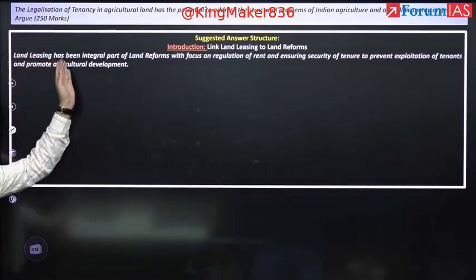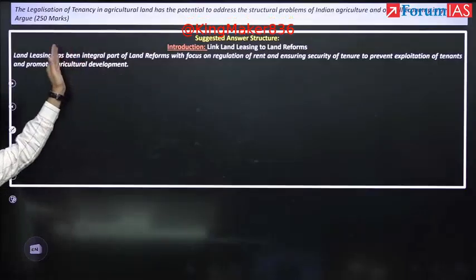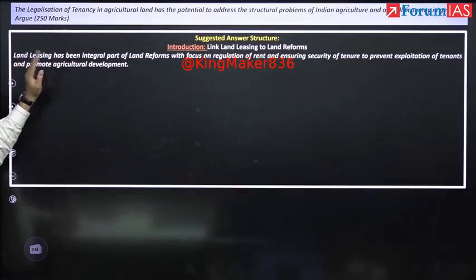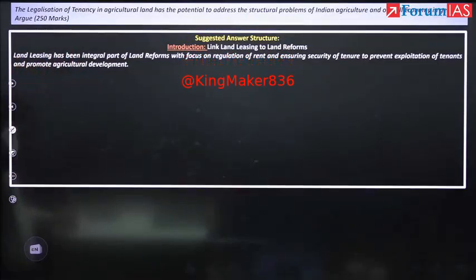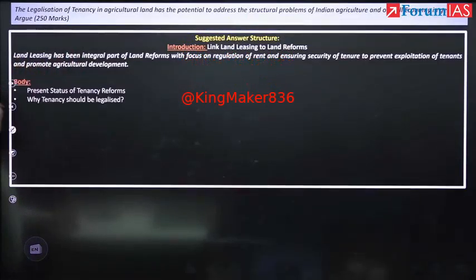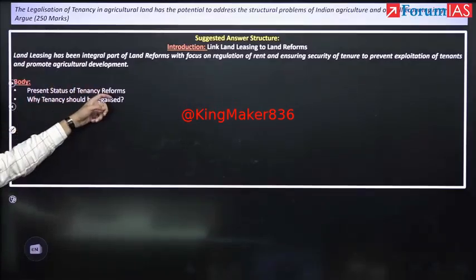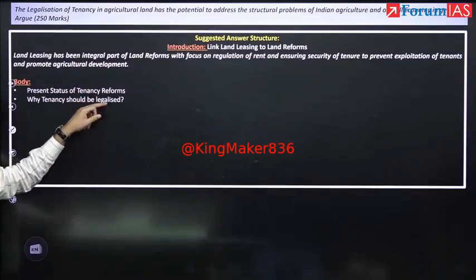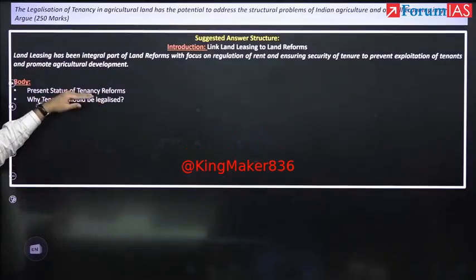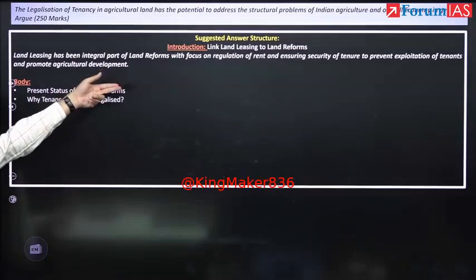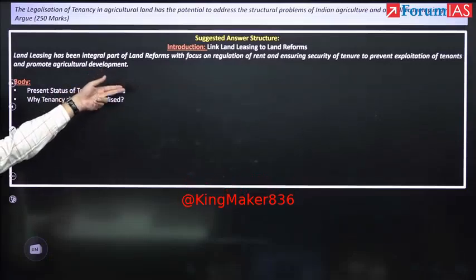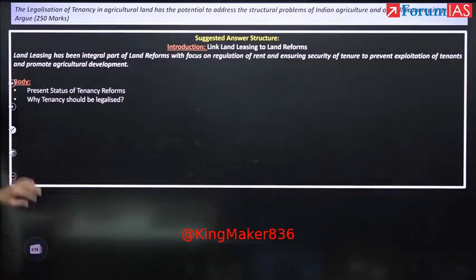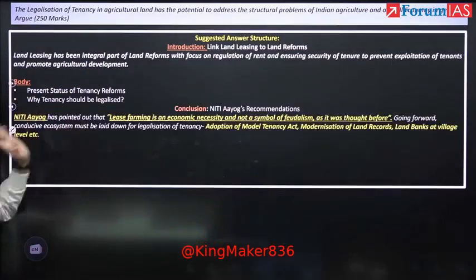So look at the question here. The same thing that I've dictated to you becomes your introduction. Leasing is an integral part of land reforms with focus on regulation of rent and security of tenure. Then what is the present status? After the present status, why tenancy should be legalized? When you say why it should be legalized, you should talk about how it is going to address the problems of agriculture and how it is going to benefit the economy in general. After that, the way forward.